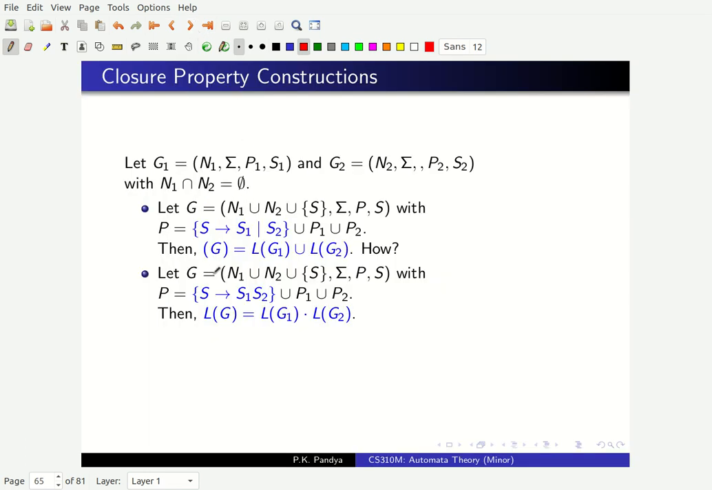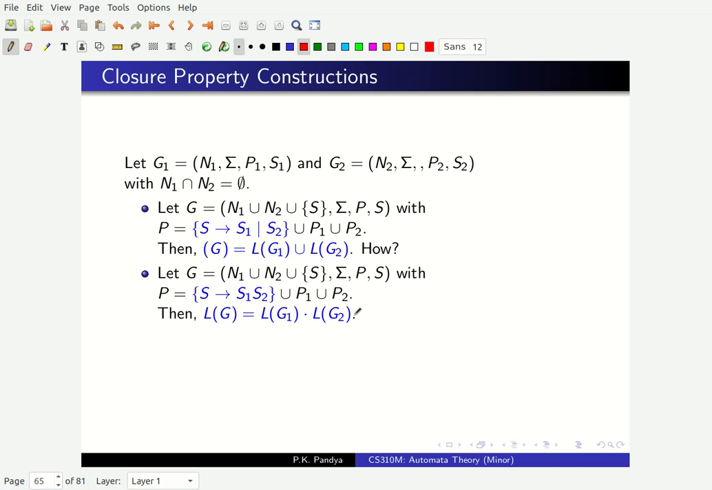Now we want to show closure under catenation, and we give a construction here which says that if we have grammar G1 for the language A and grammar G2 for language B, then the catenation AB is recognized by this new grammar that we construct, which is given here. So again, like before, we have the non-terminals of the first one, the second one, and a fresh start symbol. All the productions of P1 as well as P2 are included, and you have this production which says S goes to S1 S2. Then my claim is that the language of G is the same as language of G1 dot language of G2.